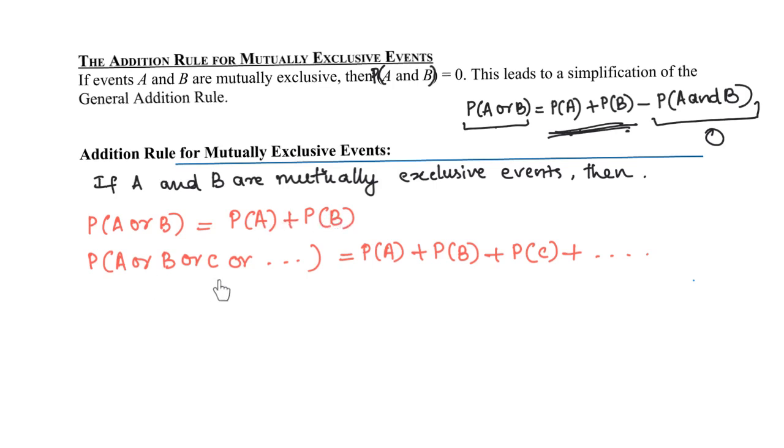If there are more than two events, like A, B, C, D, and all of them are mutually exclusive events, then it will be just the simple addition of probability of A plus probability of B plus probability of C, like that.